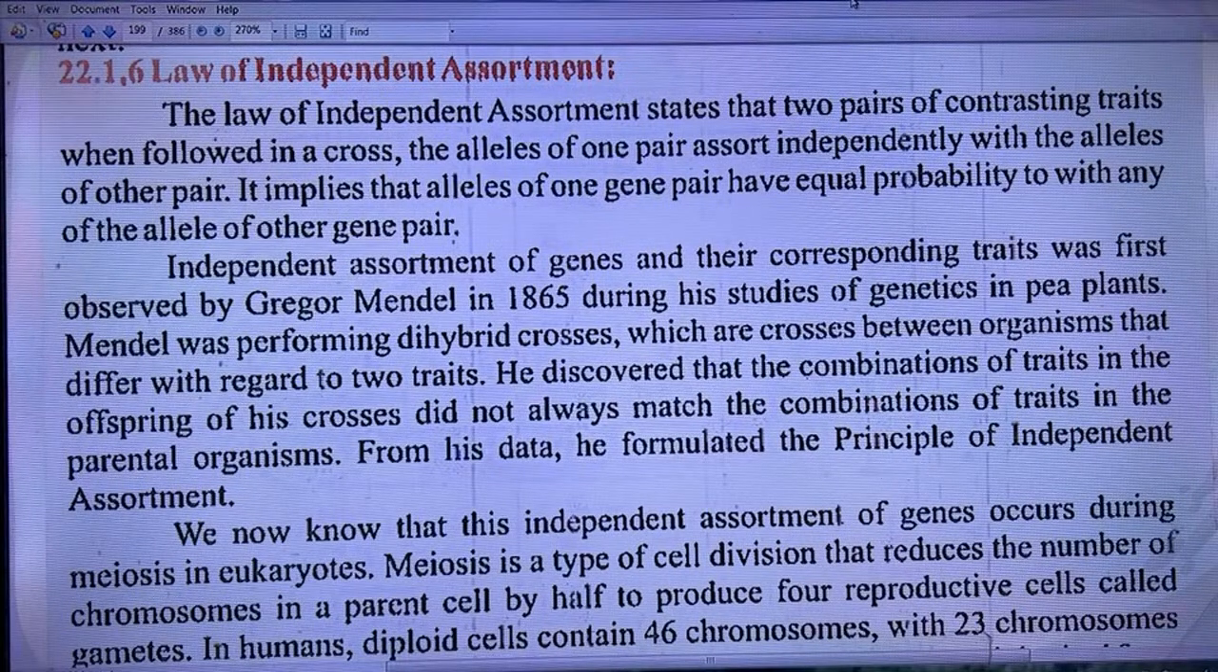Independent assortment of genes and their corresponding traits was first observed by Gregor Mendel in 1865 during his studies of genetics in pea plants. Mendel was performing dihybrid crosses, which are crosses between organisms that differ with regard to two traits. He discovered that the combination of traits in offspring of his crosses did not always match the combination of traits in the parental organism. From his data, he formulated the principle of independent assortment.